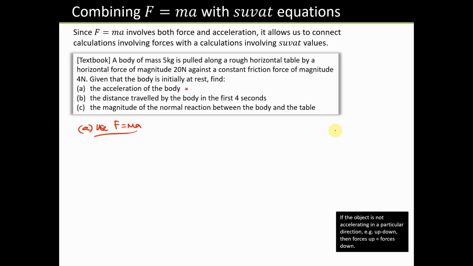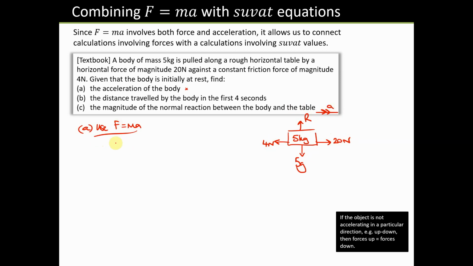So let's get a diagram drawn on this right hand side of what's happening. A body of mass 5 kilograms is being pulled along a rough horizontal table. So what I've labelled on there while I was talking was its weight and then the reaction force. It's being pulled along of magnitude 20 newtons, and its frictional force is 4 newtons. So that is my diagram. And we're going this way. I'm accelerating in that direction.